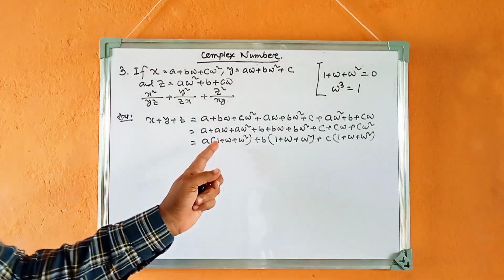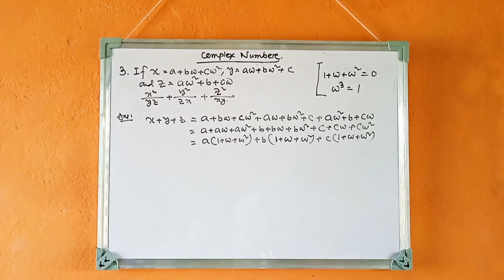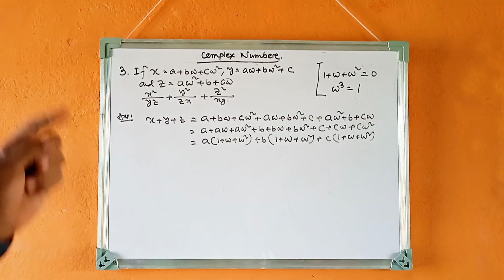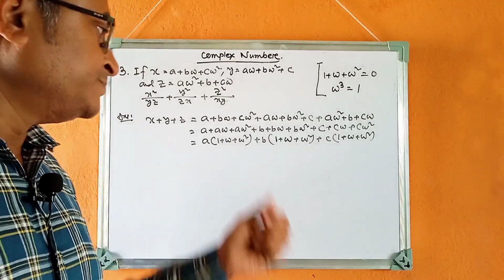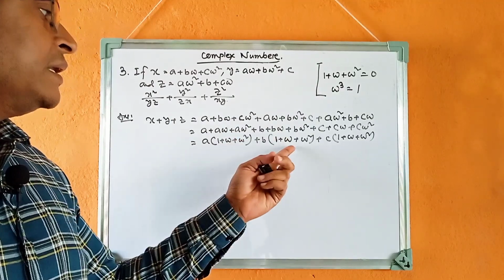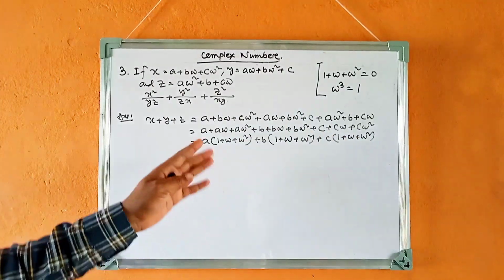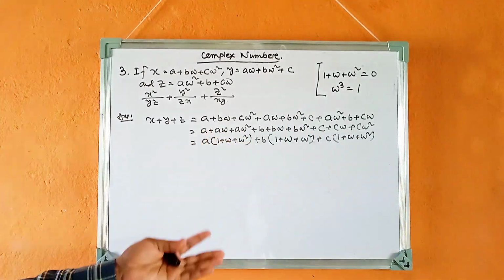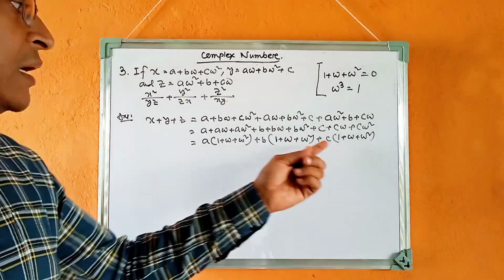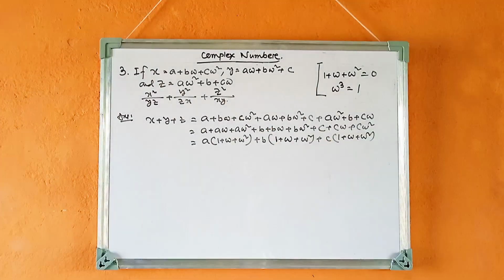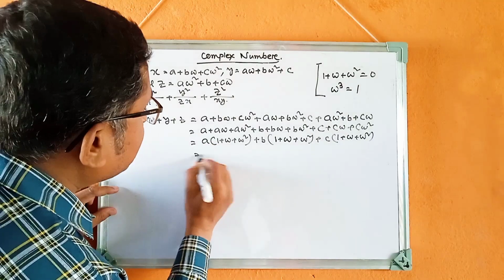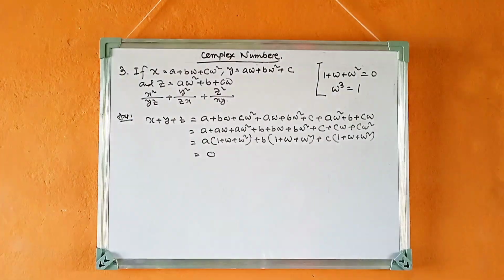Here, what is the value of 1 plus omega plus omega square? That is 0. So here we put 0, here also 0, here also 0. So a into 0 is 0, b into 0 becomes 0, and c into 0 also becomes 0. So finally we get the answer is 0. Now see, we get the value x plus y plus z equal to 0.